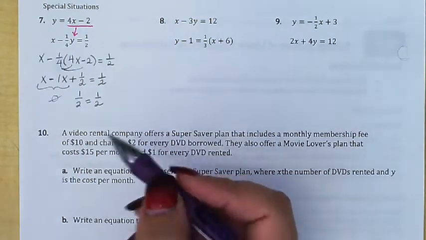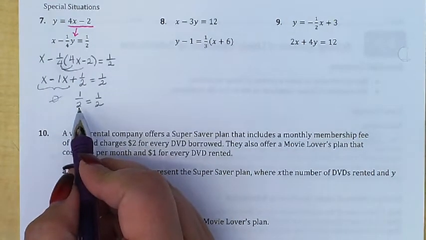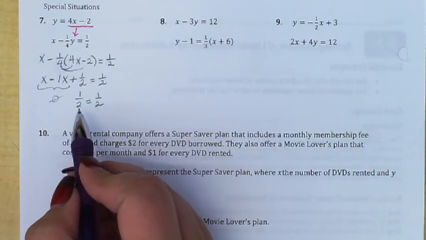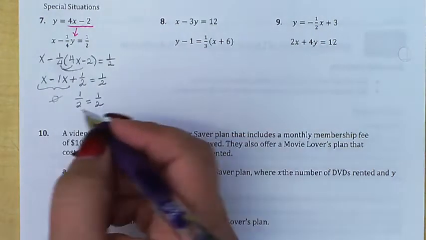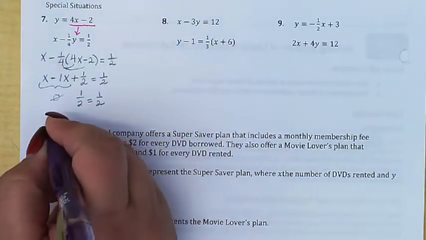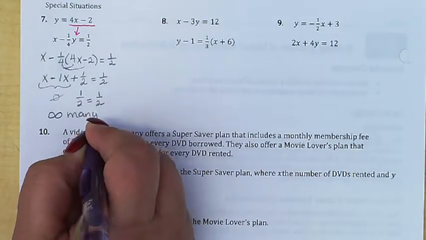It's exactly the same thing. So if your x's disappear on you, then you know you have a special situation, and what's important is to learn what's left. Is 1/2 equal to 1/2? That's the question. Well, yeah, that's a true statement. And if it is, then our answer here is infinitely many solutions. So infinitely many solutions. And that's review.